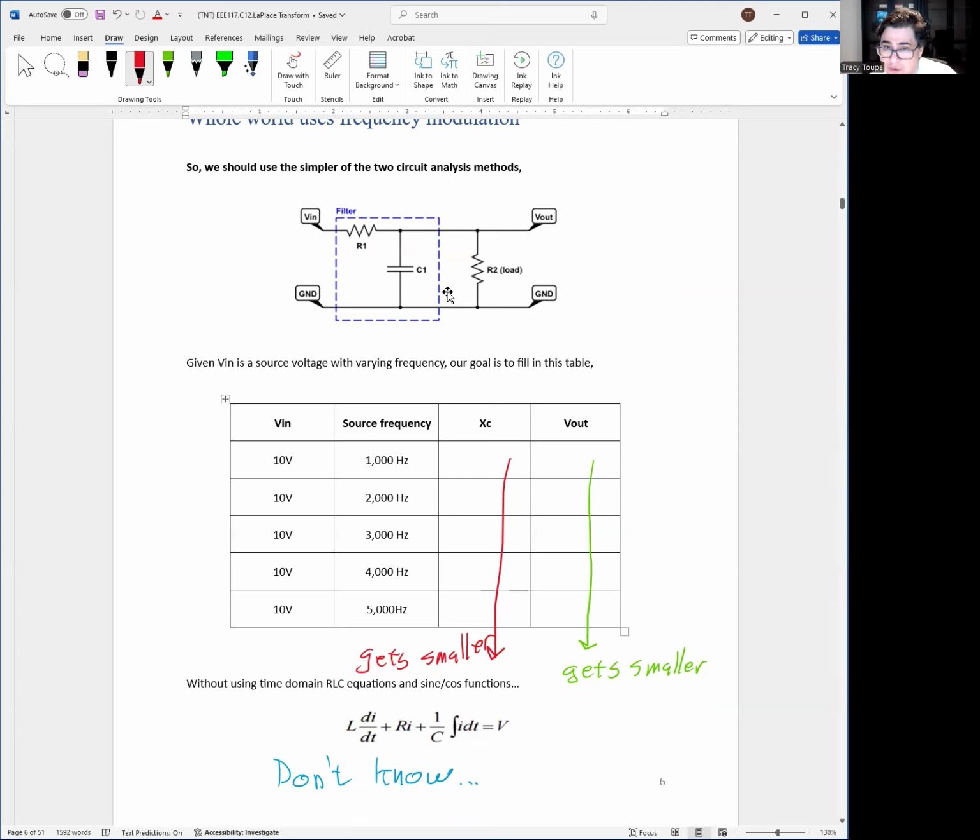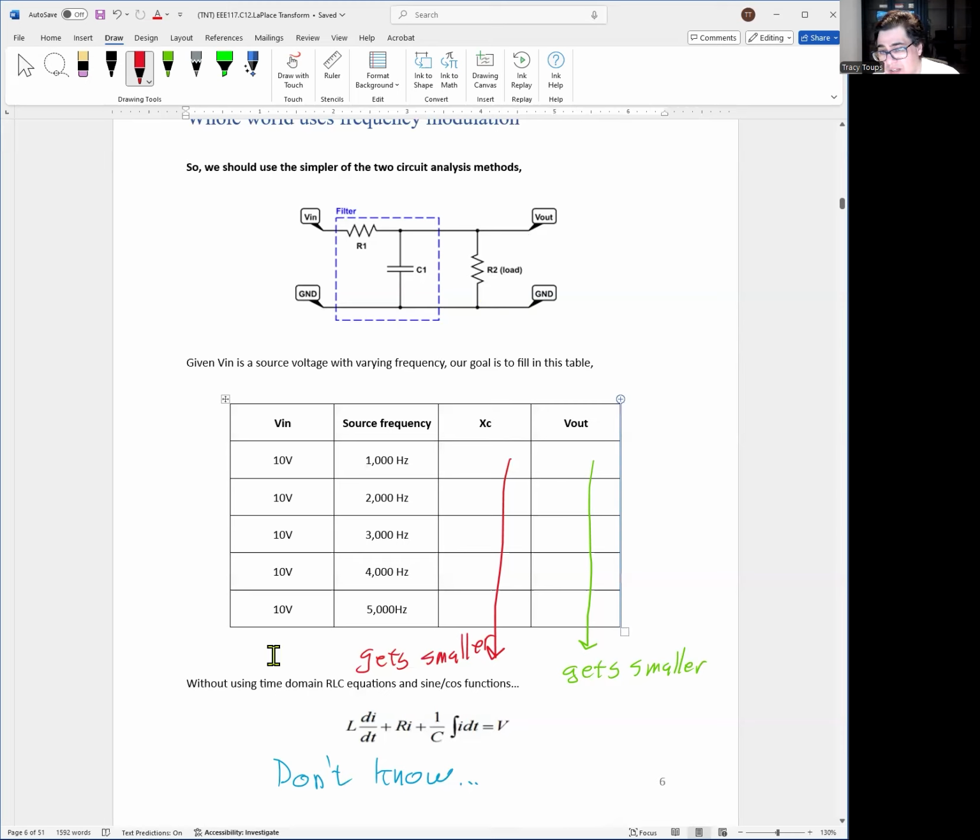The reason V out gets smaller is that as the frequency gets higher, this capacitor impedance gets smaller. So the current will short through the capacitor more than a resistor, right? Current always takes the path of least resistance. So at a very high frequency, this capacitor will have very low impedance, so all the current will just go straight through the capacitor and almost ignore the load itself.